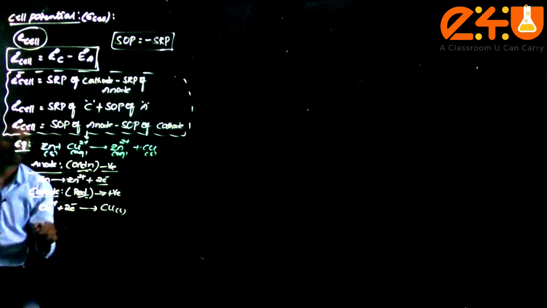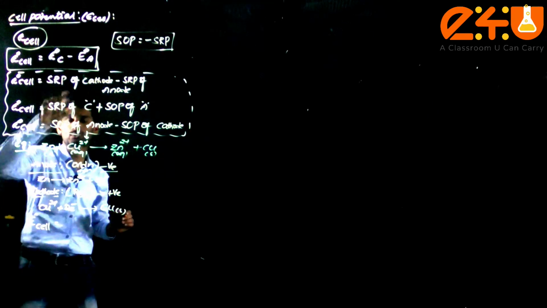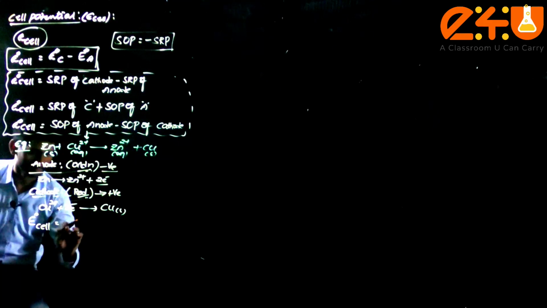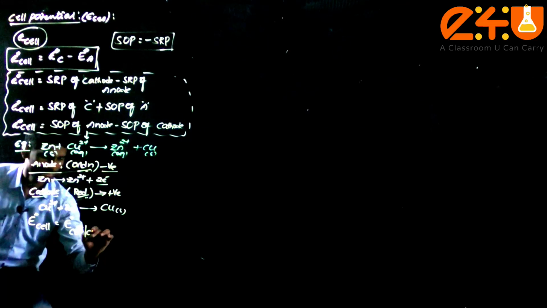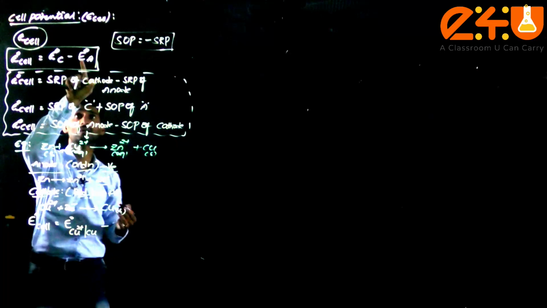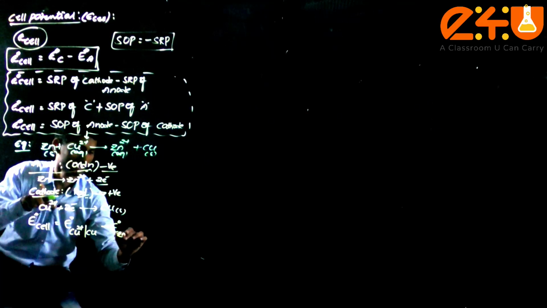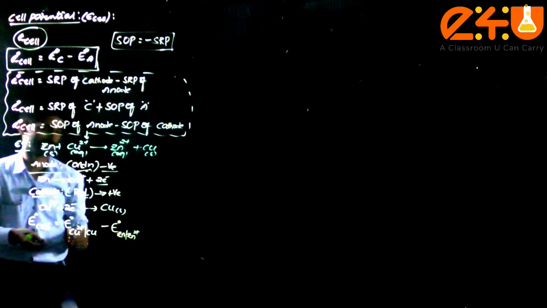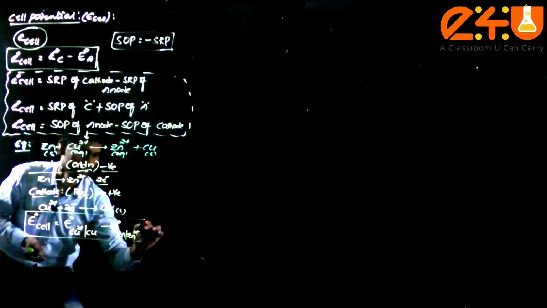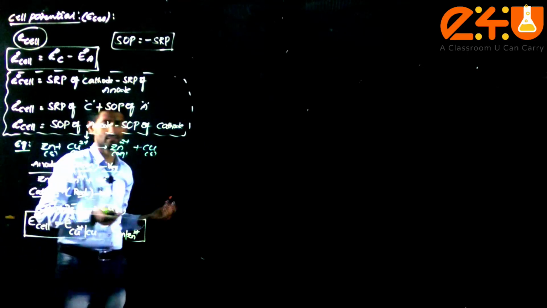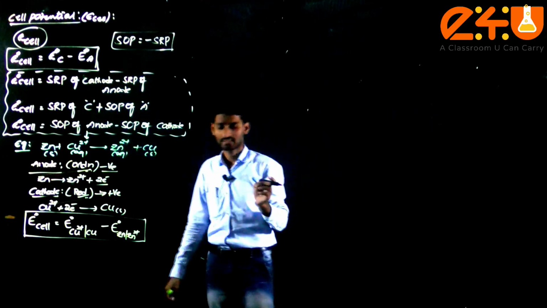Which one is the cathode, dear students? Then I can write E naught cell is equal to E naught of cathode, that is E naught of Cu2 plus to Cu, minus E naught of anode, that is Zn becoming Zn2 plus. This is the way we can represent E naught cell for a particular reaction, and you can do it for different reactions also. This is called cell potential, my dear students.